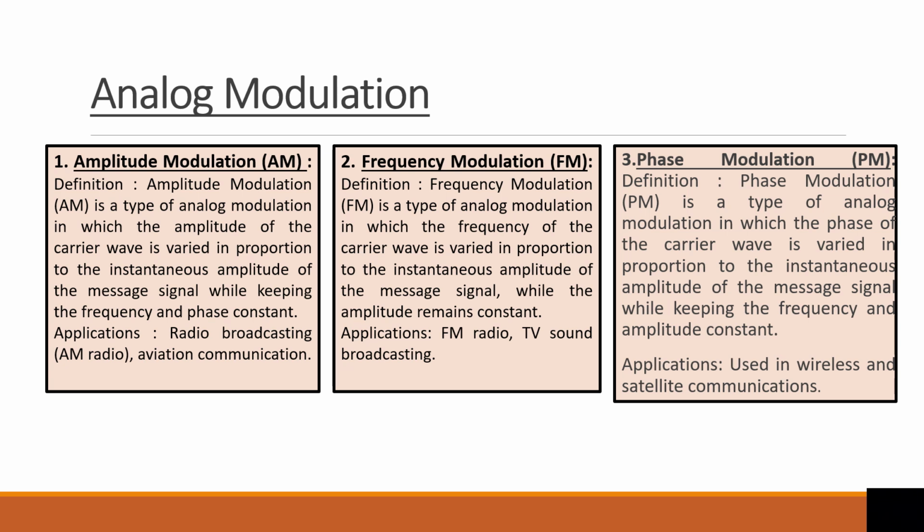Number 3, phase modulation, PM. Phase modulation, PM, is a type of analog modulation in which the phase of the carrier wave is varied in proportion to the instantaneous amplitude of the message signal while keeping the frequency and amplitude constant. Its application: used in wireless and satellite communications.